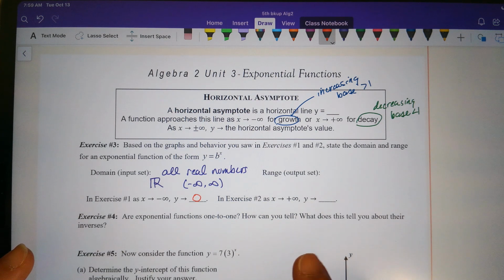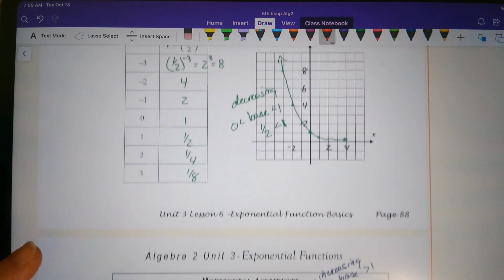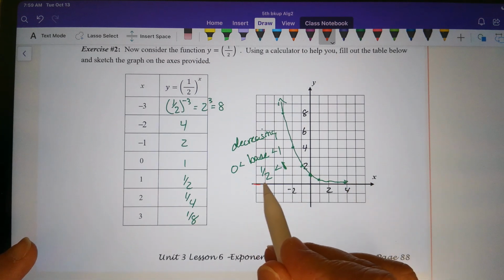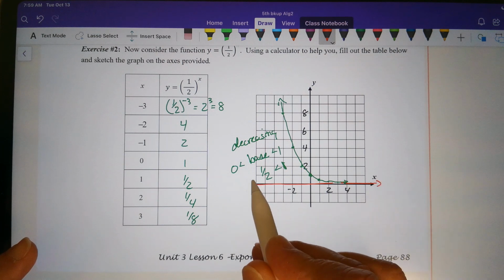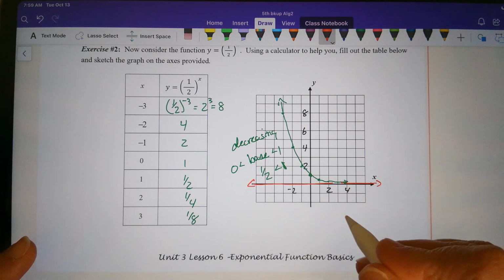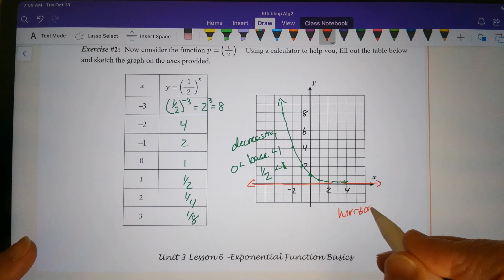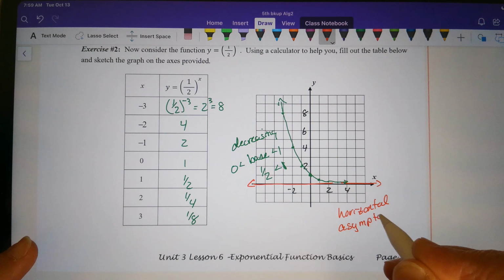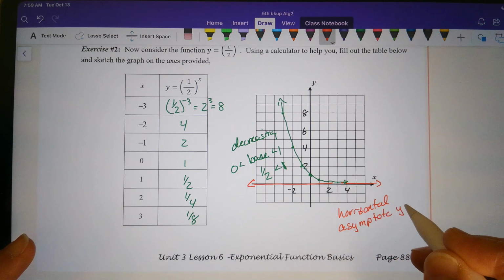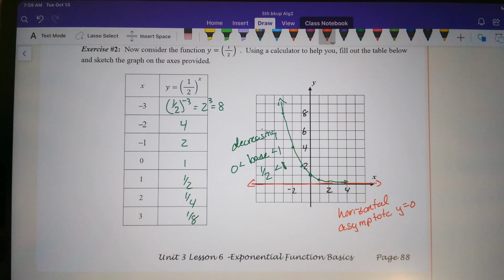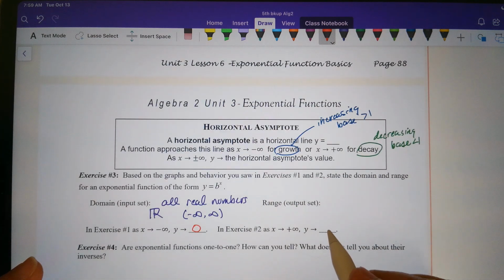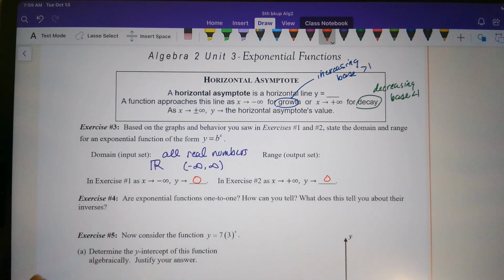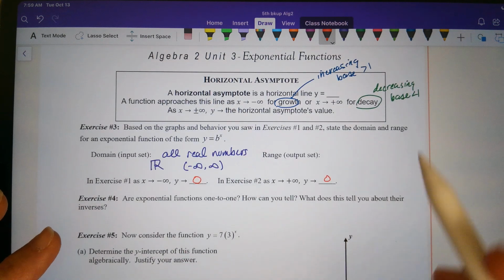In exercise 2, as x goes to +infinity, this also approaches 0. This is our horizontal asymptote. A horizontal asymptote. Y goes to 0.